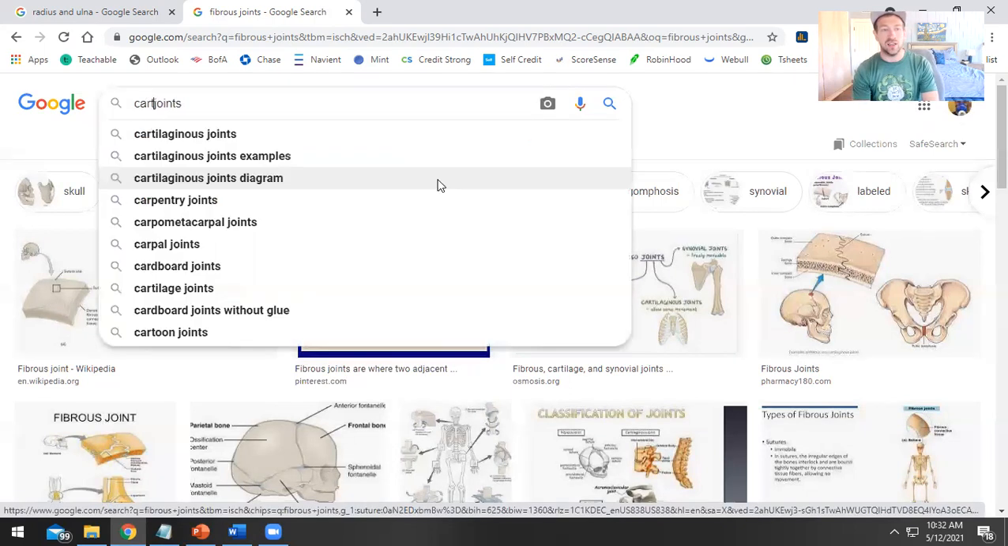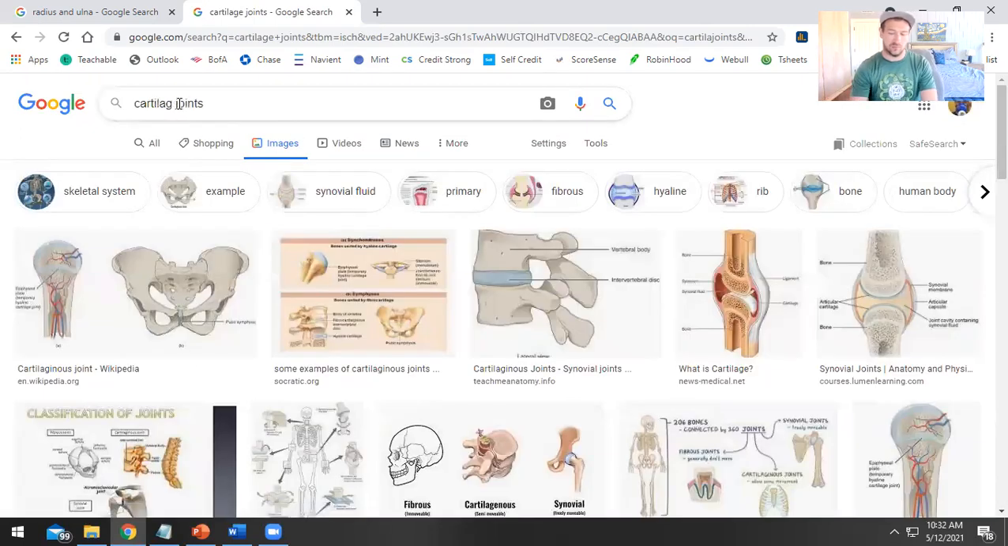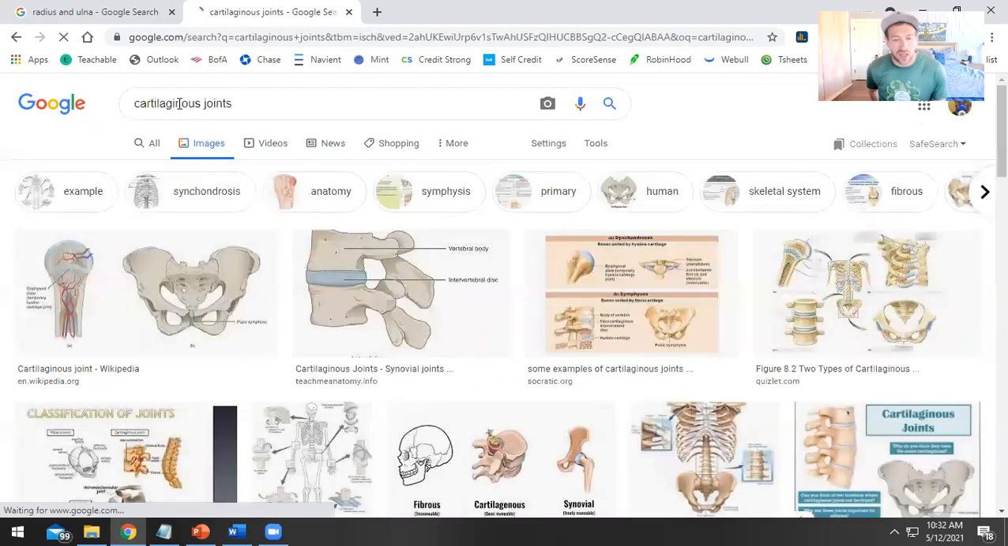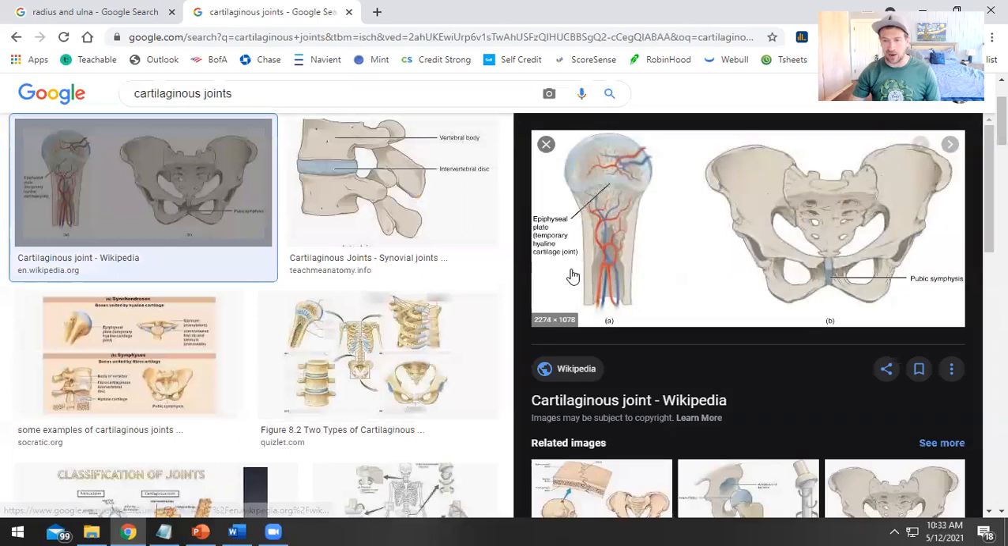semi-movable cartilaginous joints. Cartilaginous joints are semi-movable joints, like for instance, your vertebrae, right? It's designed to be able to do a little bit of rotation, a little bit of side-to-side movement, but it's not really moving through a big range of motion the way the rest of your body is, right?